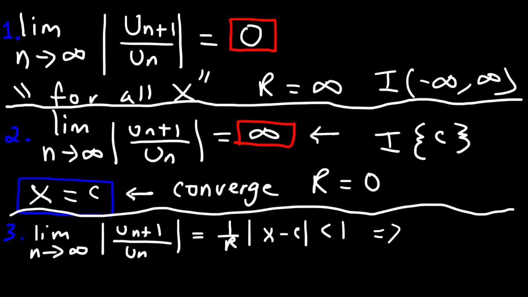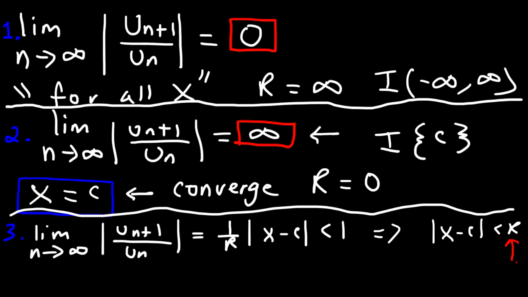And keep in mind, you want to set it less than 1, because you need to introduce this inequality, because it only converges when the ratio test gives you a value less than 1. So this is something that you have to add, the less than 1 part. And then once you multiply both sides by r for this expression, you're going to get |x - c| less than r. So whatever number you see at this point, that is your radius of convergence.